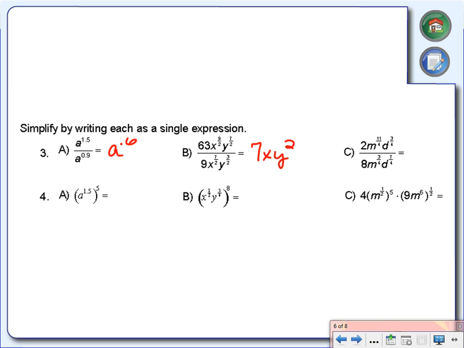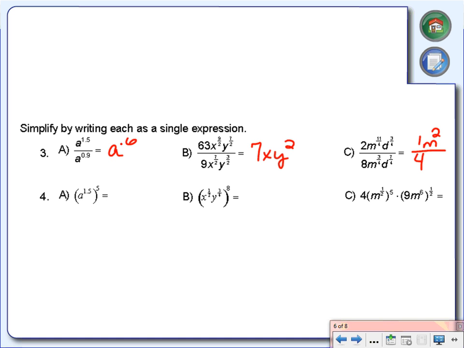All right, C. 2 over 8 can be reduced to 1/4. M. Look at the exponents and let's subtract those exponents. What do you get when you subtract 11/4 minus 3/4? 8/4. However, 8 divided by 4 would leave you with a 2. So we end up with m squared.